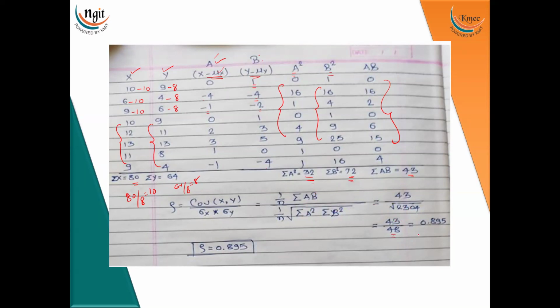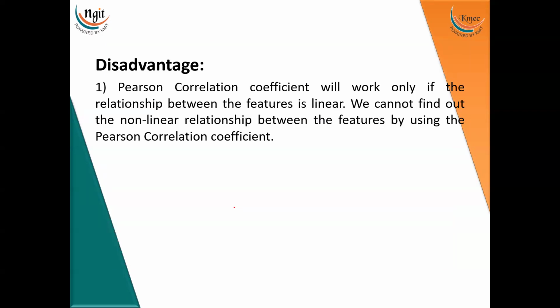And when you divide 43 by 48, it is equal to 0.985. That is, there is a positive correlation between these two given variables x and y. This is one way we are going to find out the correlation using the Pearson correlation coefficient.